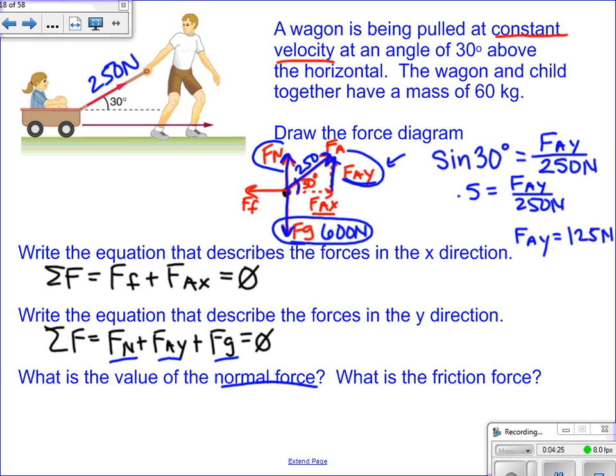Now, if I look back at my equation for the y direction, the sum of the forces is equal to force normal, which is what I'm solving for, plus force applied y, which I now know is 125 newtons, and then plus force gravity. But since gravity is down, that's really minus 600 newtons. And that all should equal 0. So if I solve for my force normal, I end up getting a force normal of 475 newtons.